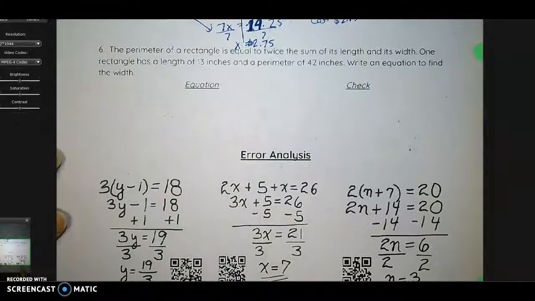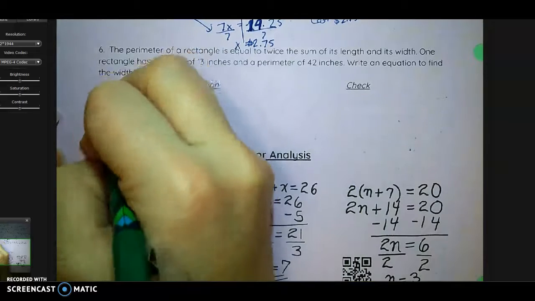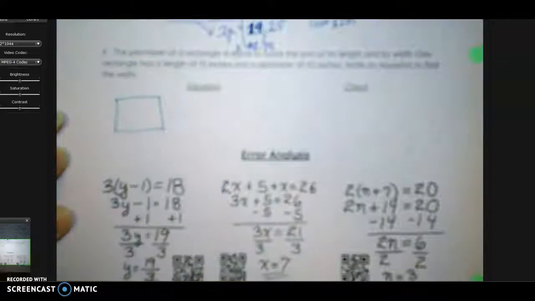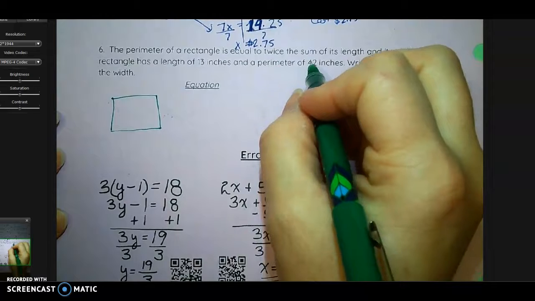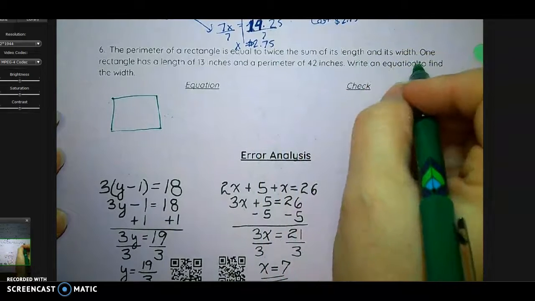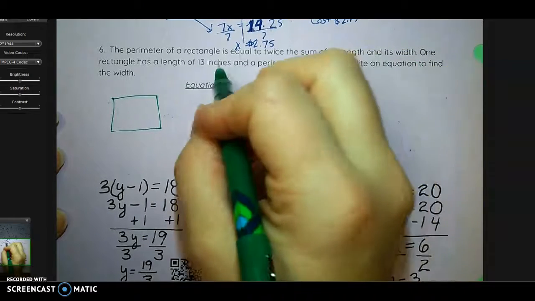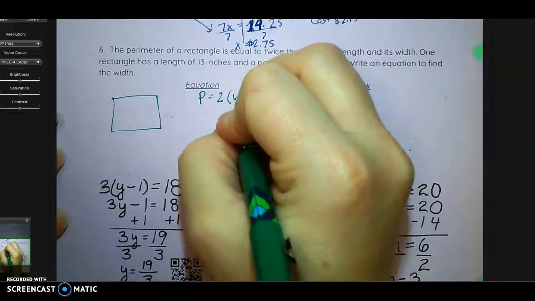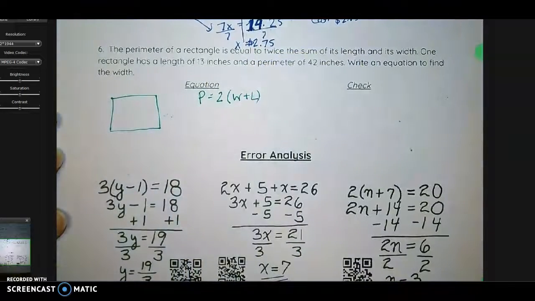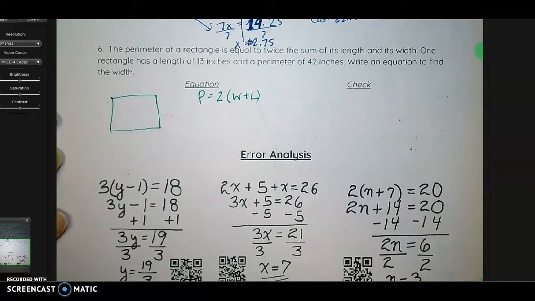Next one's a geometry one. You know, that's my favorite. The perimeter of a rectangle is equal to, and I'm like, oh, rectangle, drawing a rectangle. I'm going to label it. It says that the perimeter is equal to twice the sum of its length and width. In other words, perimeter is equal to 2 times the width plus the length. So we can also write that as a distributive property problem.